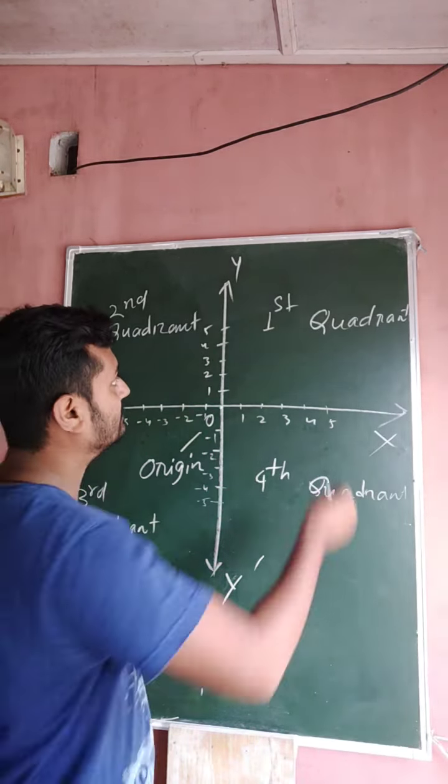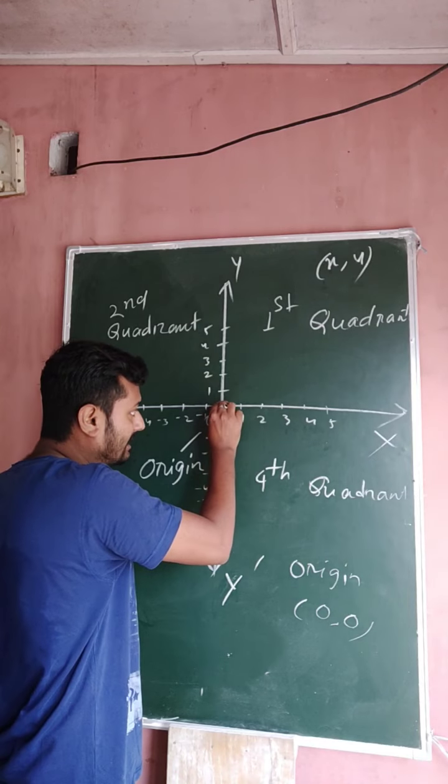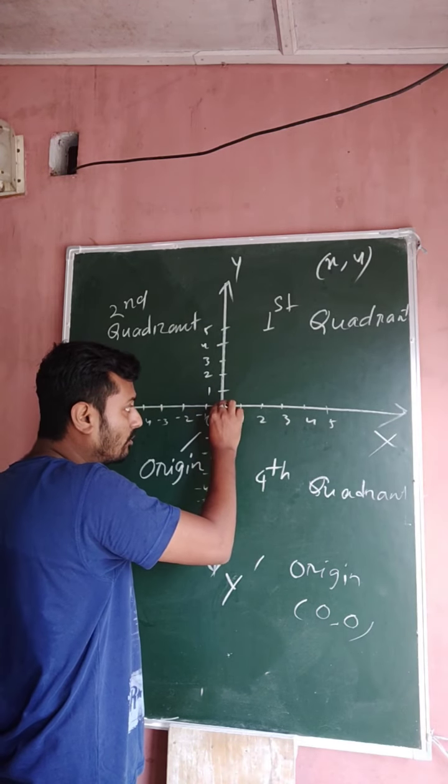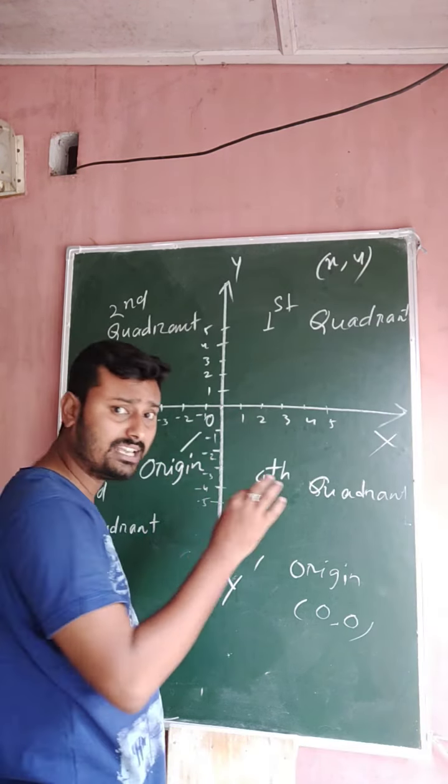The coordinate of the origin is 0, 0. That means at that point O, the value of x is 0 and the value of y is 0. Why? Looking at the value of x, x is positive on the right, 1, 2, 3, 4, 5, and negative on the left, -1, -2, -3, like this. At this point O, the value of x is 0. Similarly, y is positive on the upper part and negative on the lower part, so the value of y is 0 here. That is why the coordinate of the origin is 0, 0.